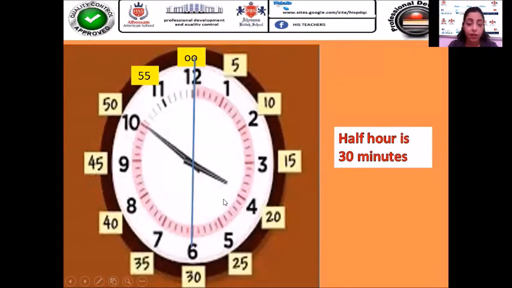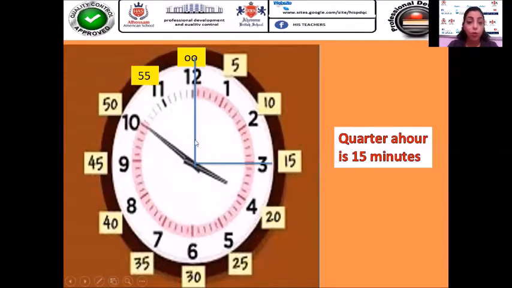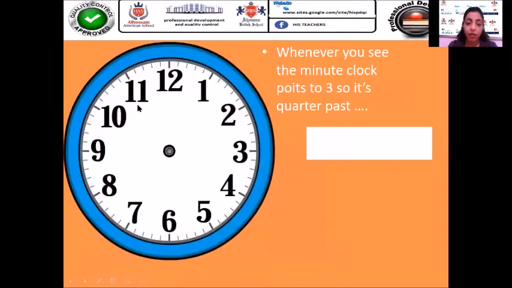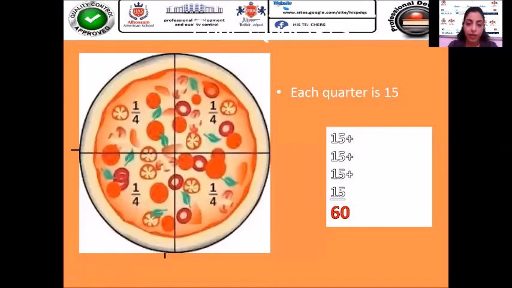And in half, count 5, 10, 15, 20, 25, 30. So half hour means 30 minutes. And tell me in a quarter, 5, 10, 15. 15 minutes in a quarter. And this is a quarter of pizza, and this is a quarter of pizza, a quarter of pizza, a quarter of pizza, exactly like our clock. So here I can count 15 and 15 and 15 and 15. 4 groups of 15. 4 groups of 15 equals 60.